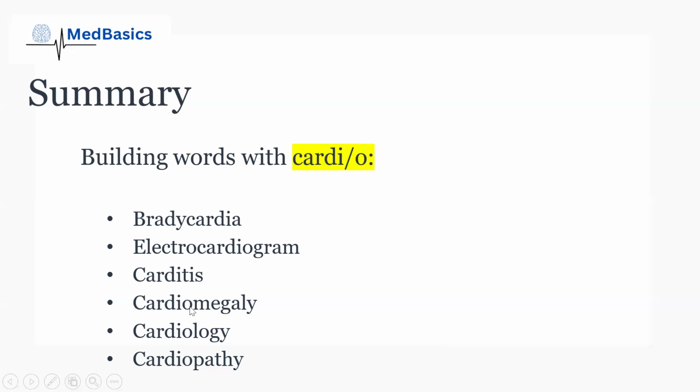Okay, next one is cardiomegaly. If I break this terminology, megaly is a suffix. M is a consonant, right? So I can add a combining vowel between the word root and the suffix. Similarly, cardiology. Again, here this is a suffix, so L is a consonant, so I have added a combining vowel. And similarly, pathy is a suffix. The first alphabet P is a consonant, so I have added a combining vowel, right?